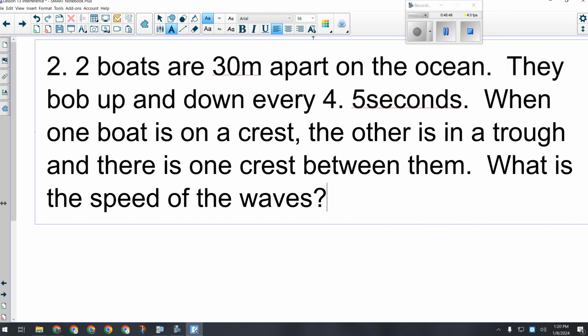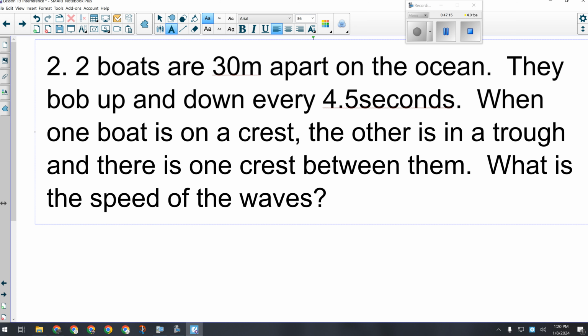Okay, so there's your question. Two boats are 30 meters apart on the ocean. They bob up and down every 4.5 seconds. When one boat is on a crest, the other is in a trough, and there is one crest between them. What is the speed of the waves?